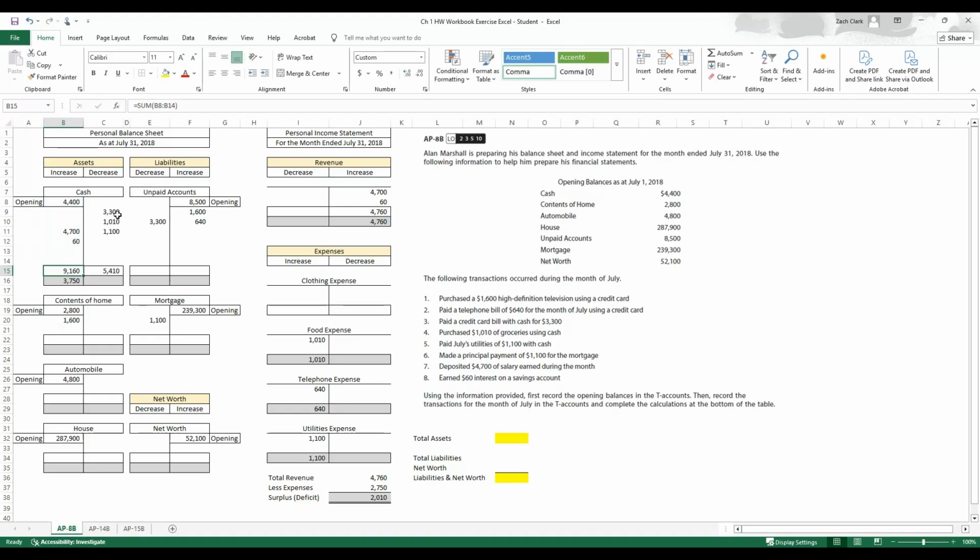I'm double checking myself here. I feel like I'm missing something. Oh, you know what? I had the 1,100 there. I think I might have missed... What did I miss? Okay, I think I missed the fact that they had two 1,100s. There was our mortgage payment and our utilities expense, and I just had the one there. So let me fix that. So this is maybe the mortgage payment, maybe they're the same thing, and then this decrease was the utilities expense.